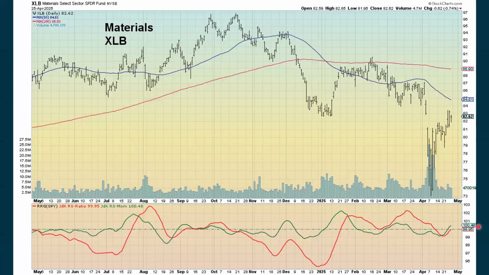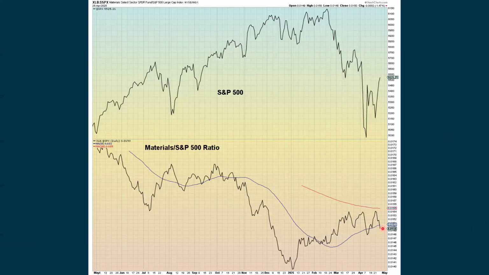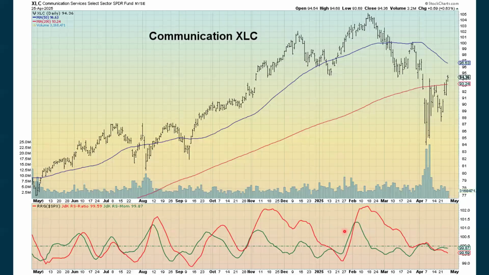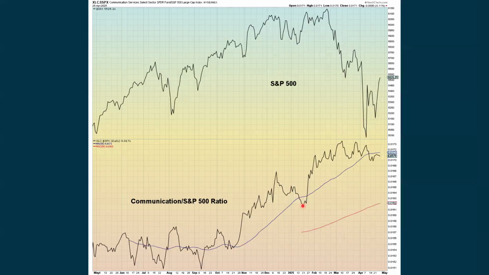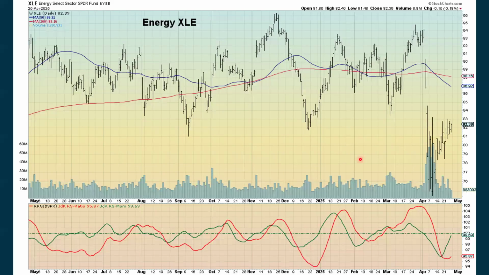Then I look at the different sectors individually. We look at materials, which are in a downtrend, trying to bounce back up, and they're underperforming the S&P. Communication, this is a growth area. We want this to do well. It's still in an uptrend, even though it got hit with everything else, but it's back above its 200-day moving average. And it's actually holding up pretty good when we do a ratio between the communications sector and the S&P. This is in an uptrend. It's not that communication's been doing great. They've just been doing better than the S&P.